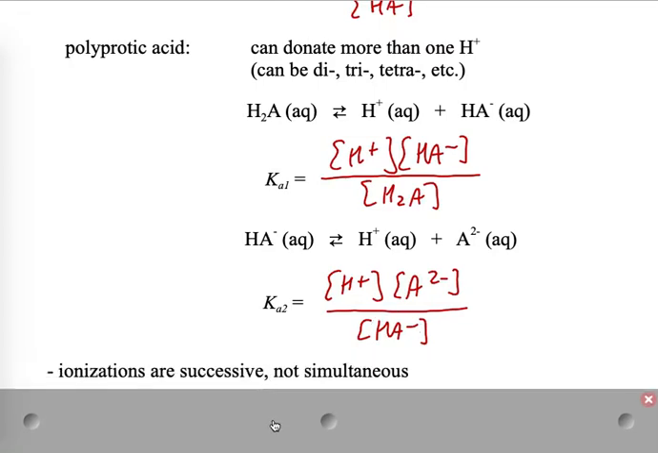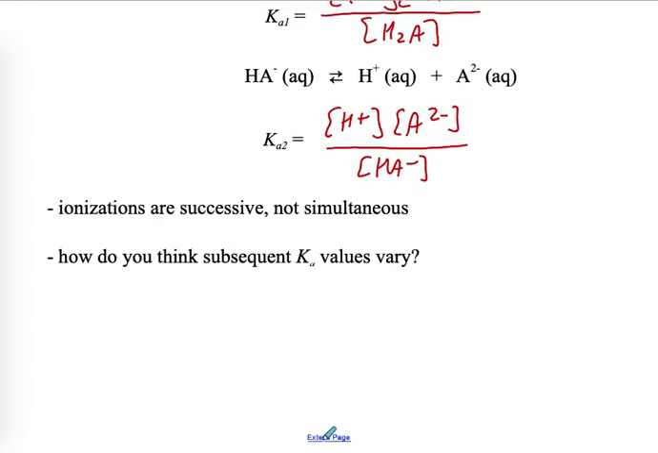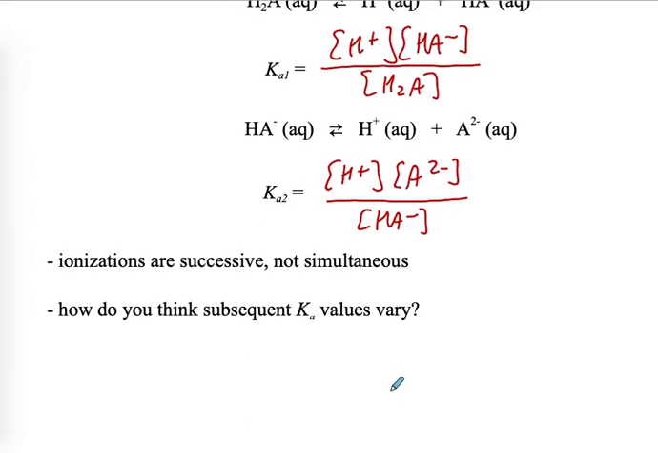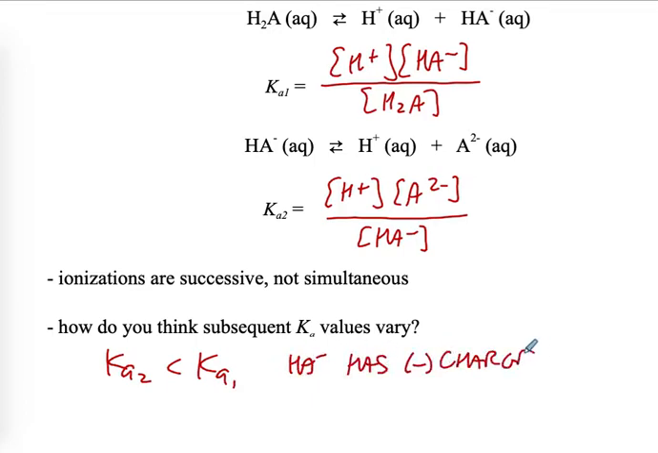One important point is that the ionizations are successive, not simultaneous, which means they happen one after the other, not at the same time. How do you suppose the subsequent Ka values vary? In this example, how do you think the numerical value of Ka2 compares to the numerical value of Ka1? Well, as you might guess, Ka2 is always less than Ka1, and that's because HA minus has a negative charge. Therefore, it is holding on to the proton more tightly by a greater electrostatic attraction. Therefore, it is less likely to ionize. And we'll see examples of that.